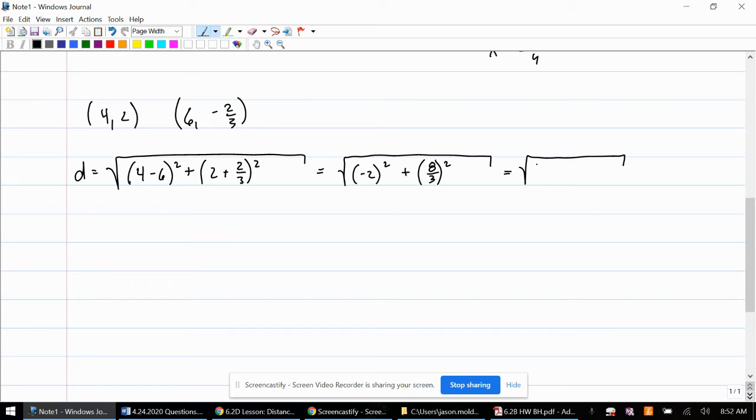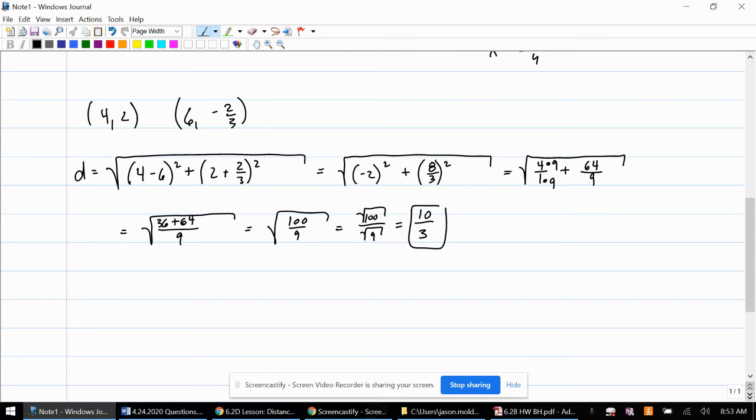And now we've got negative 2 squared is 4, 4 over 1. And this will be 64 over 9. We'll multiply this by 9 to get a common denominator. We've got 36 plus 64 over 9, which is the square root of 100 over 9. We'll square root. I'm kind of going overboard on these last few steps. I could probably skip through this a bit quicker. 10/3.